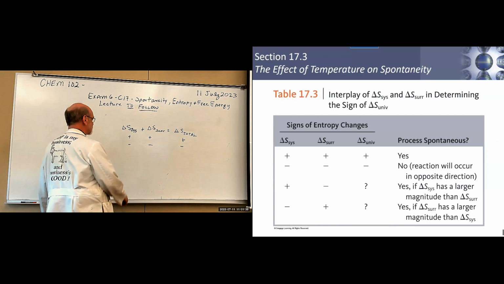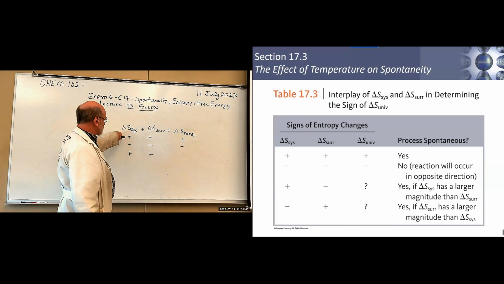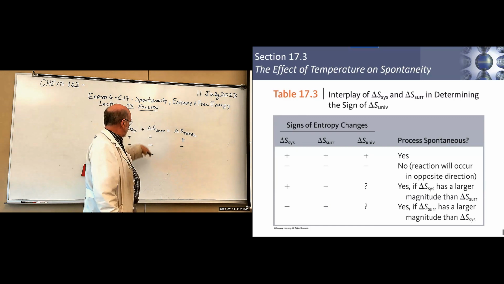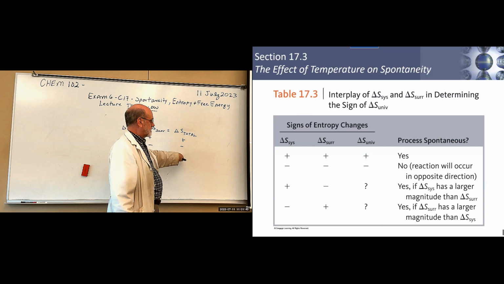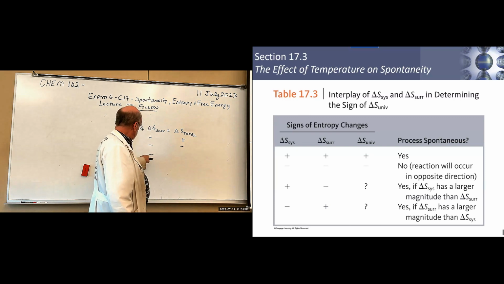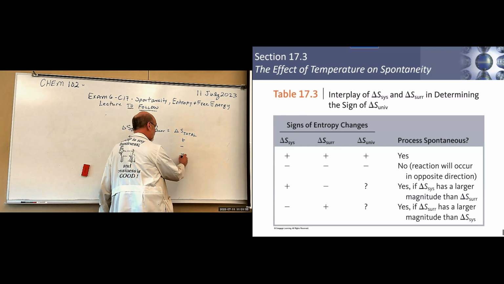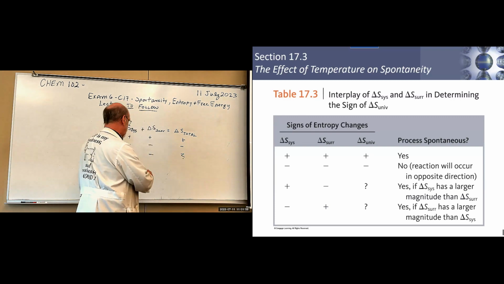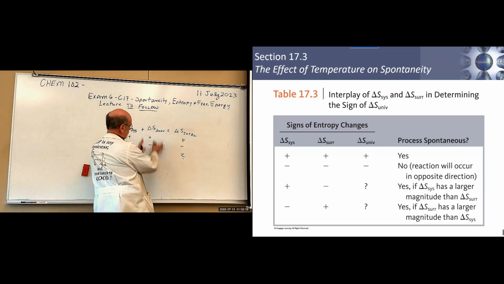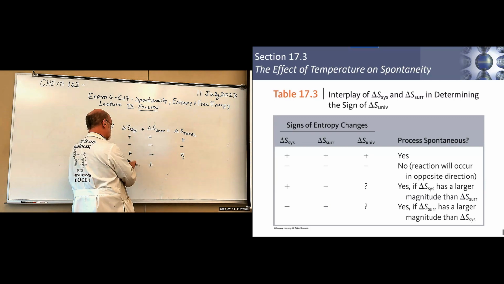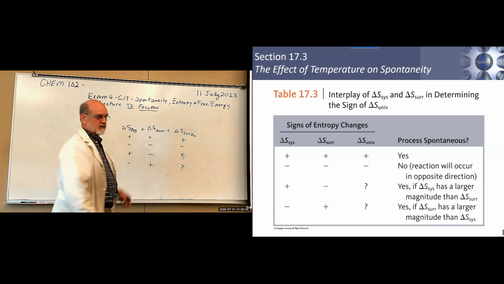Okay. What if we have this situation? Entropy of the system is increasing, entropy of the surroundings is decreasing. This is only positive if the system is greater than the surroundings. So you can't tell until you know the absolute value. And conversely, if the entropy of the surroundings is increasing and the entropy of the system is decreasing, then that also requires knowledge of the absolute values.